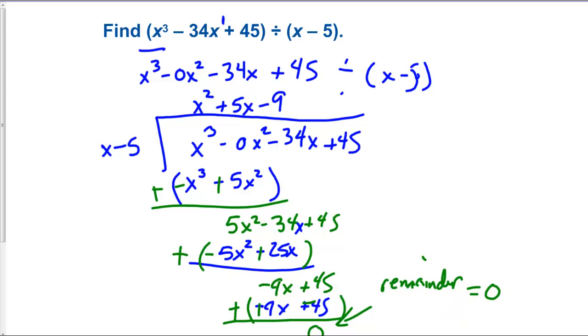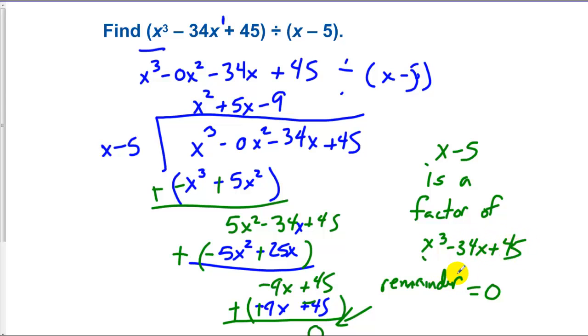of 0. Whenever there's a remainder of 0, we can say that x minus 5 is a factor of x cubed minus 34x plus 45. And once again, whenever your remainder is 0, that term is said to be a factor of the other term.